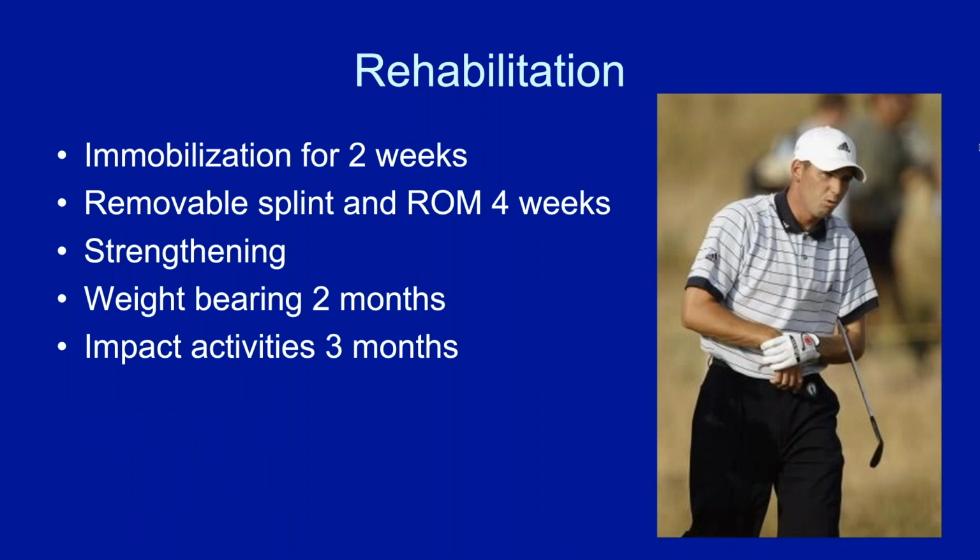Rehabilitation for these patients: they were immobilized for 2 weeks. Then they began range of motion with a removable splint. This is followed by strengthening, weight bearing at 2 months, and impact activities at 3 months. Next slide.